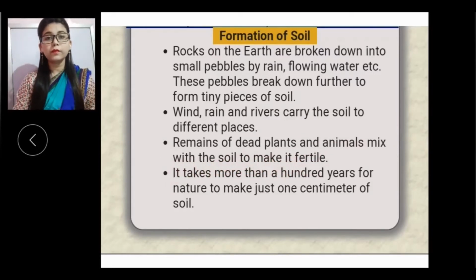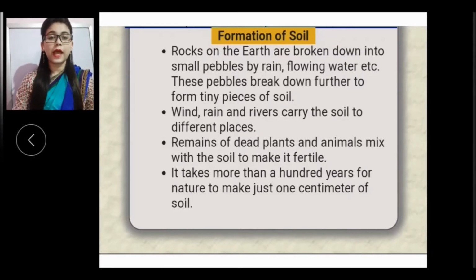Then how does the soil become fertile? Sometimes plants die in that soil, and animals also, so they mix with the soil, and that is why it makes the soil fertile. It takes more than 100 years for nature to make just 1 centimeter of soil.